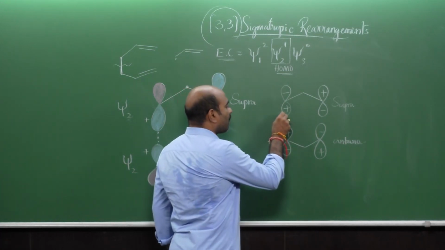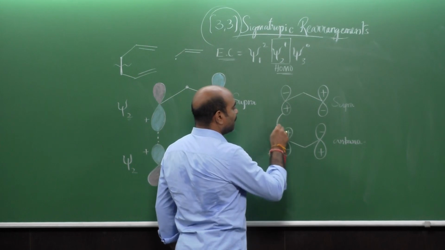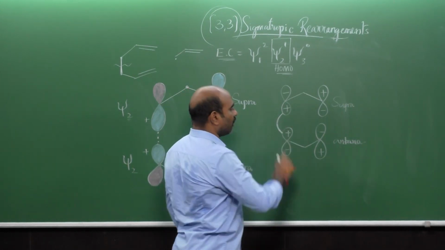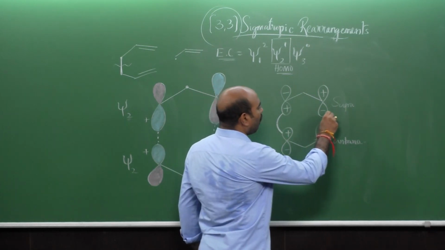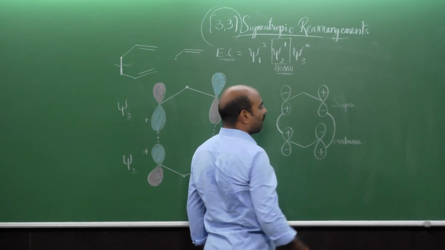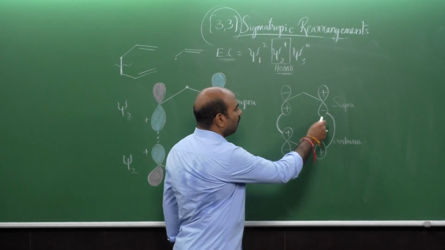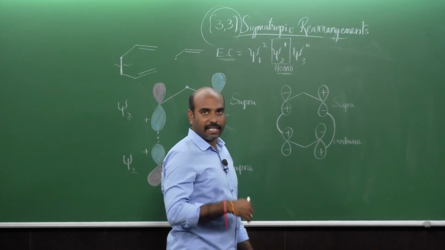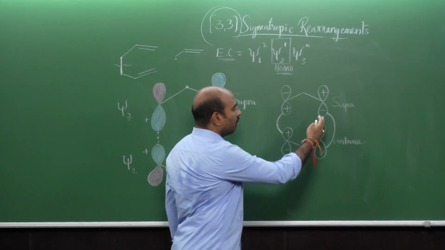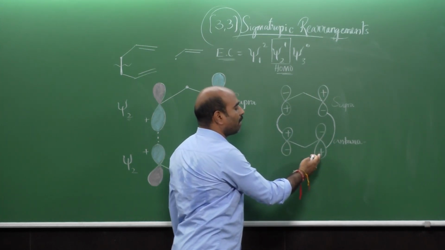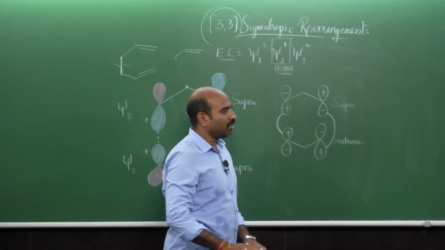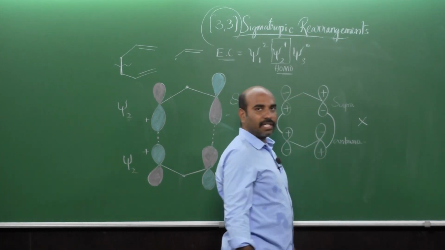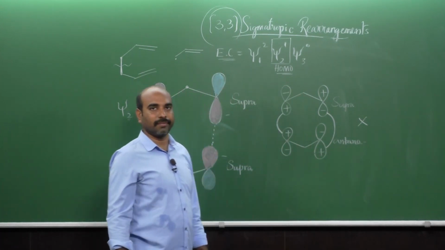Now supra partner indicates like this is the existing sigma bond previously. Now it is trying to break down and be involved in the bond formation by antara mode. You can see now if the second partner is an antara partner, what is happening? The negative wave function is likely to combine with the positive wave function, which does not result in bond formation. So it is symmetrically not allowed.